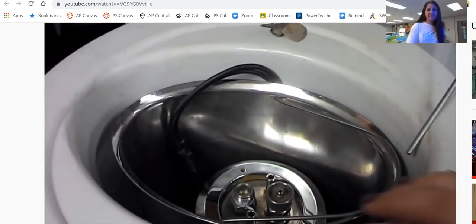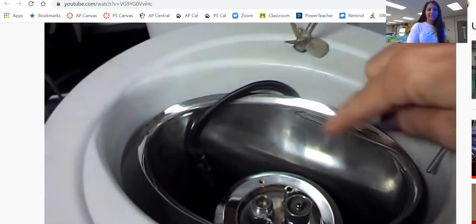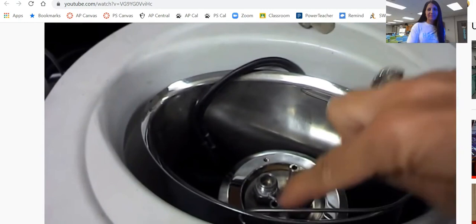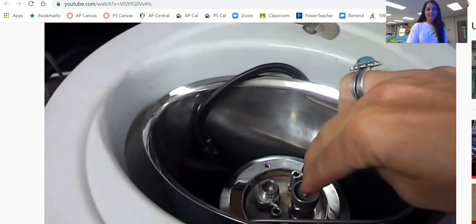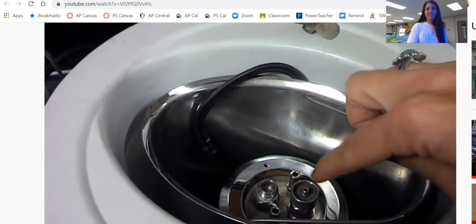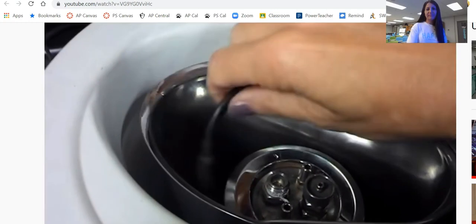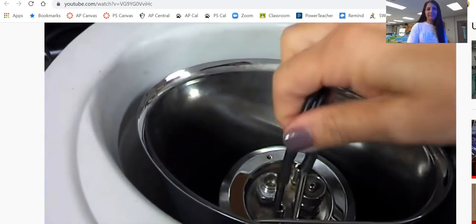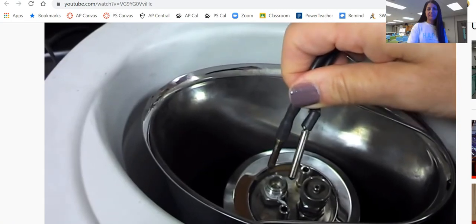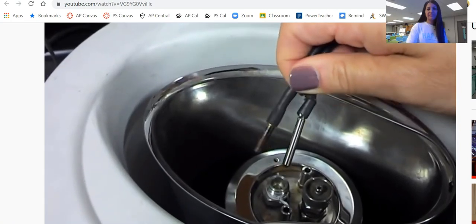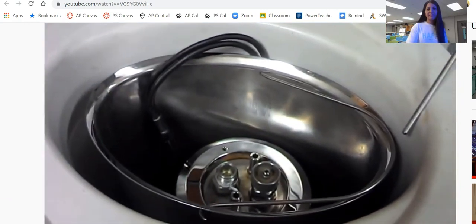Inside here, you can see that there's a silver bucket. Water goes all in here. And this is actually the bomb. It's a smaller silver cylinder. What you do is put your fuel sample in there. Then, these two electrodes are connected to the bomb. These provide the spark that will ignite your sample. When your sample burns or combusts, that gives off energy.